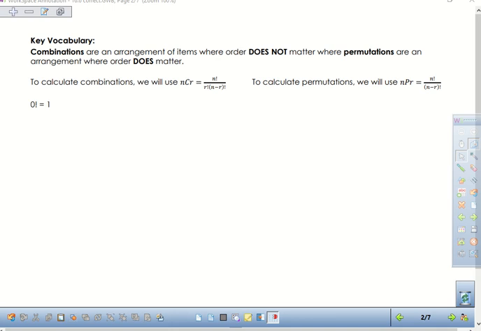So for example, if you have a lock for a locker, if your locker combination was 1, 2, 3, and you typed in 3, 2, 1, would that open the locker? No, so that's where order does matter. That's the difference between the two scenarios.